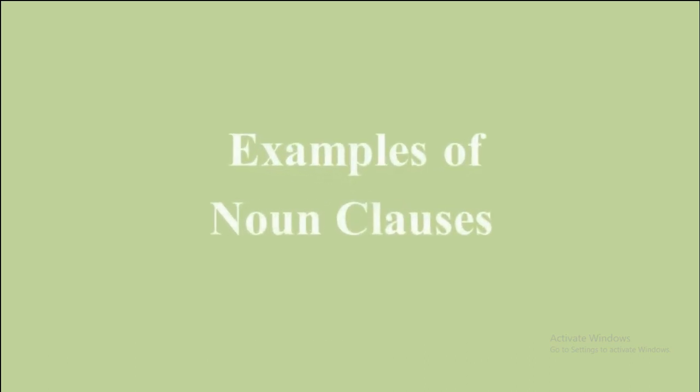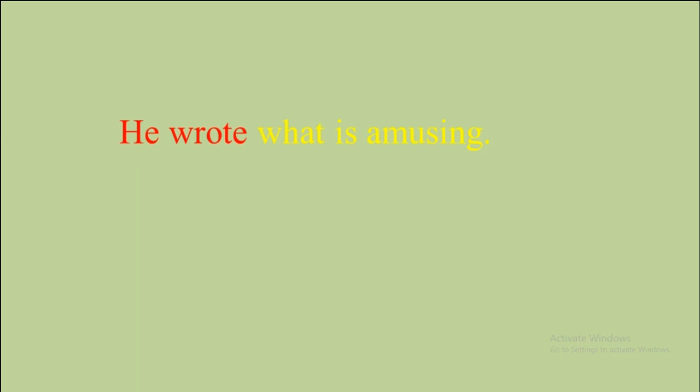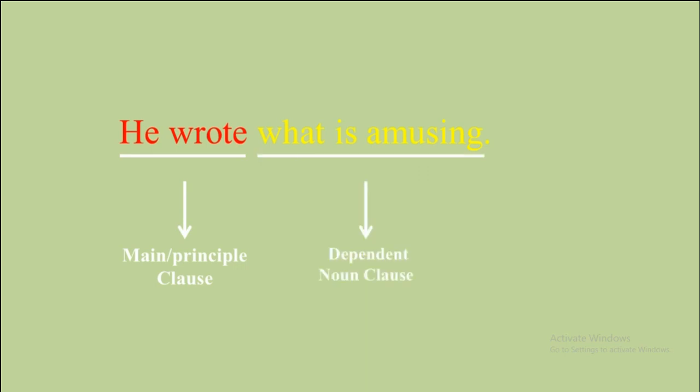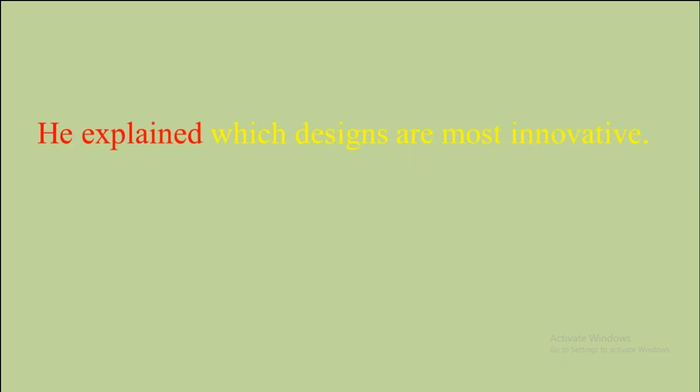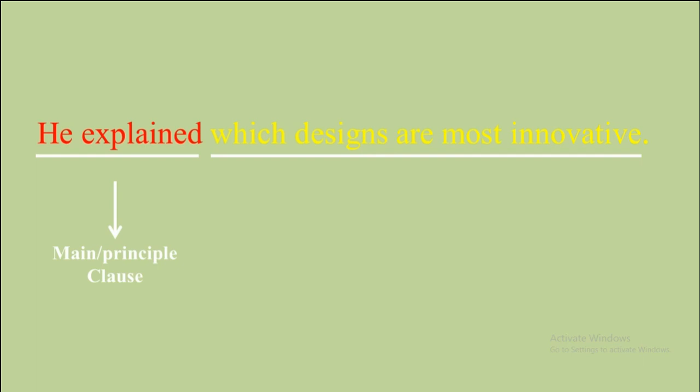Examples of noun clauses. He wrote what is amusing. He wrote, main or principal clause. What is amusing? It's a dependent noun clause. He explained which designs are most innovative. He explained, its main or principal clause. Which designs are most innovative? It's a dependent noun clause.